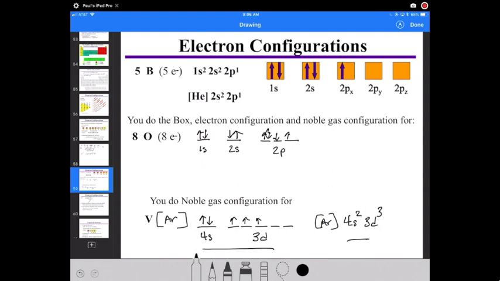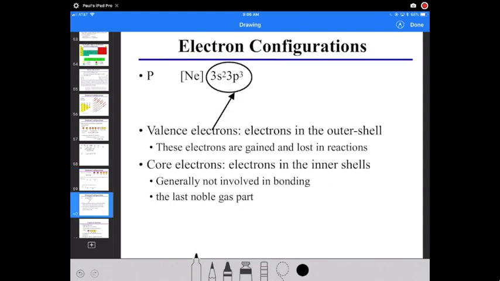Now, what I want to show you is this. There is a difference between what we call core electrons, the ones on the inside that usually do not react, and valence electrons, the ones on the outside that tend to be the ones involved in what actually happens with the element. For phosphorus, the shorthand configuration looks like neon plus 3s2, 3p3.